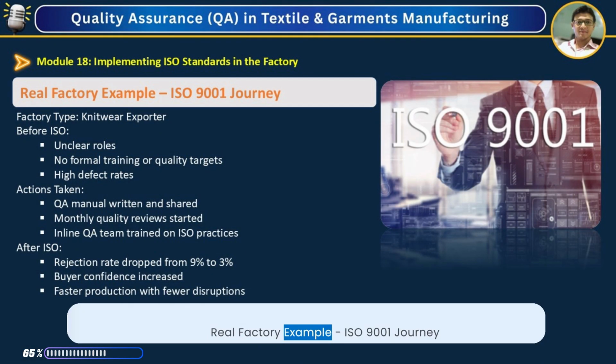Real factory example, ISO 9001 journey. Here's a real story from a knitwear exporter. Before ISO, they had no clear responsibilities, no quality targets, and high defect rates. After implementing ISO, they developed a full QA manual, trained the team and ran monthly reviews. Defect rate dropped from 9% to 3%. Buyers became more confident and orders increased. This shows how ISO creates measurable improvements.